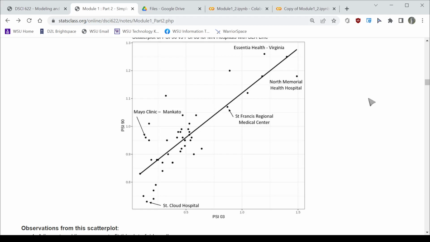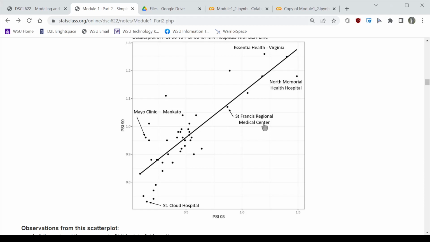I have identified some of the hospitals here from Minnesota that are in this plot. So the one down here in the very lower left corner is St. Cloud. I have the Mayo Clinic in Mankato here. So St. Cloud and Mayo Clinic Mankato have about the same pressure ulcer rate, about 0.15 or so. But the St. Cloud Hospital has a considerably lower score for their patient safety. St. Cloud is down here at about 0.75 or so, whereas Mayo Clinic Mankato is up around 0.95.